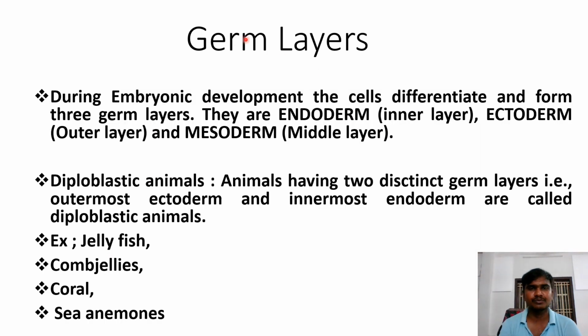Next, germ layers. During embryonic development, we already know that the fertilization process will take place. Then male and female gametes fuse together to form the zygote. The zygote will develop to form the embryo. During this embryo development, the cells differentiate and form three germ layers: the endoderm, ectoderm, and mesoderm. So, diploblastic animals. What are diploblastic animals? Animals having two distinct germ layers, that is outermost ectoderm and innermost endoderm, are called diploblastic animals. Examples: jellyfish, comb jellies, coral, sea anemones.